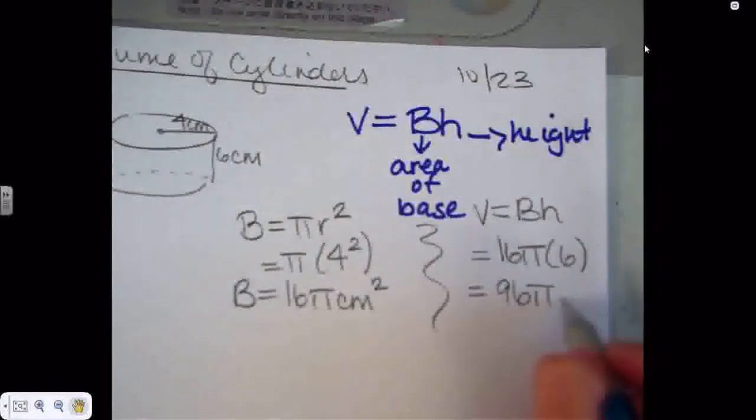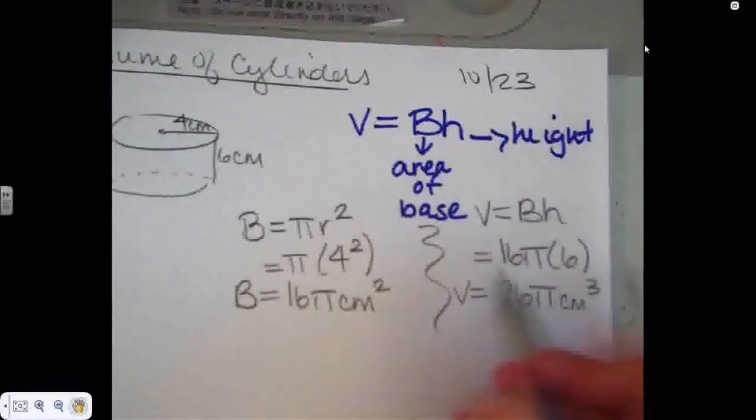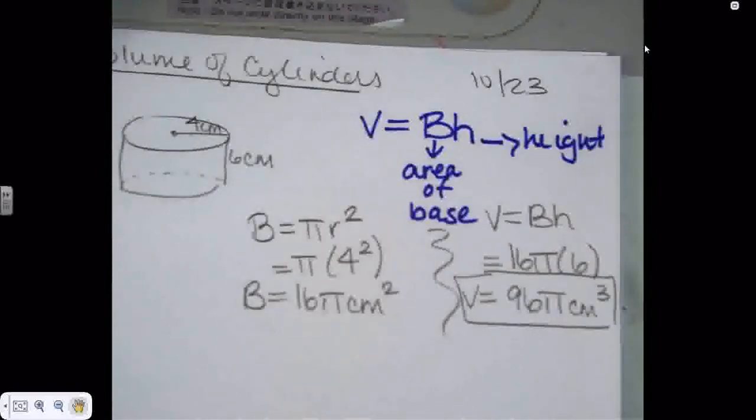And then my units are going to be centimeters cubed, because volume is always cubed because it's three-dimensional, and we're trying to figure out how much is inside this cylinder. So my volume of this cylinder that has a radius of 4 centimeters and a height of 6 centimeters is 96 pi centimeters cubed. That's where I want it for now. We will then expand and plug in to find out a more specific numerical value.